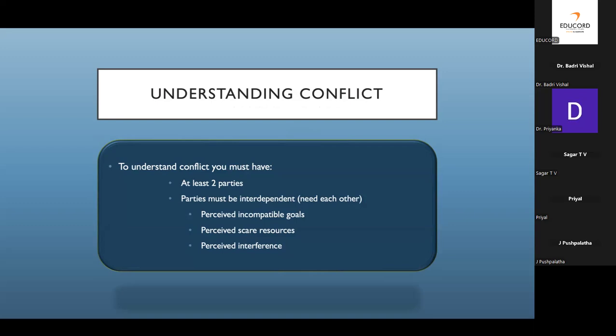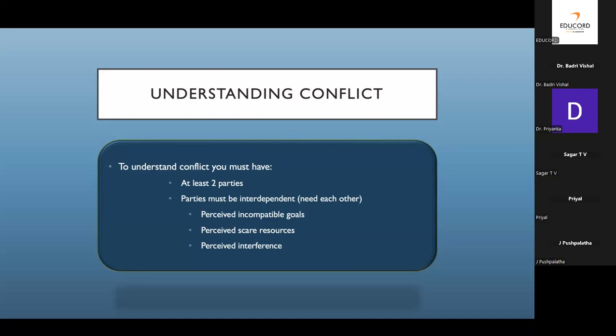Now, there is a conflict between BJP and Congress. They are interdependent on each other. One will be either in the government and the other in the opposition. So they are actually interdependent. No matter who is in the government and who is in the opposition, they will be in conflict.